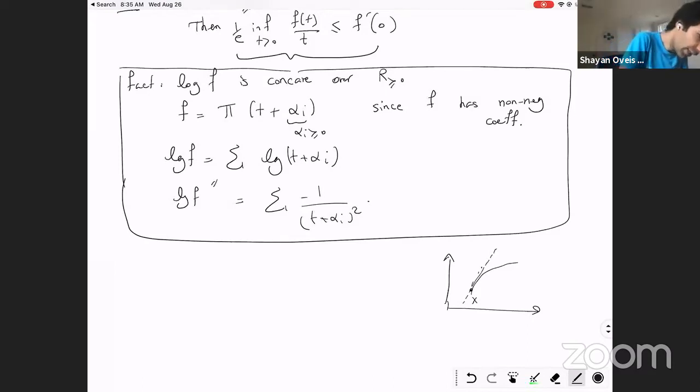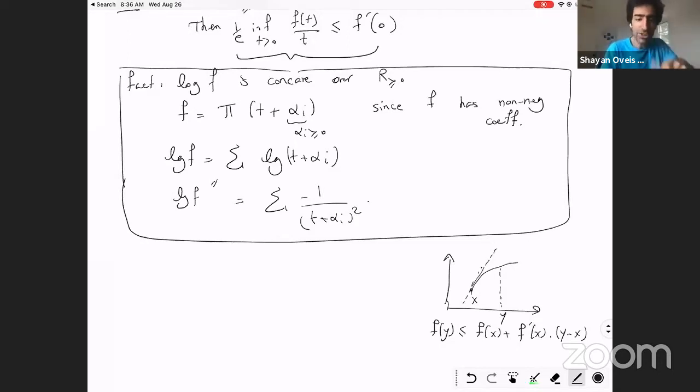So as a consequence, what I get is that if I look at the point y further ahead, f(y) is less than or equal to f(x) plus f'(x), which is the slope of the tangent line, times (y minus x). Okay, so this is the inequality which holds for any concave function. And we're going to use it here.